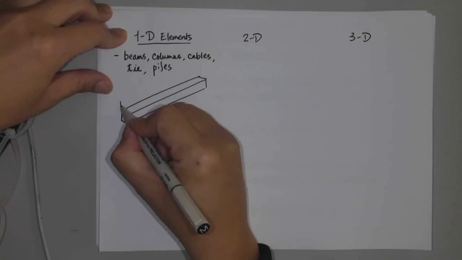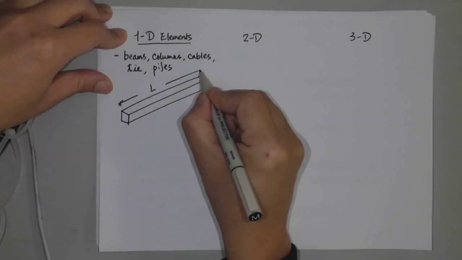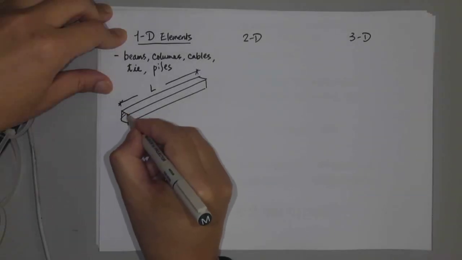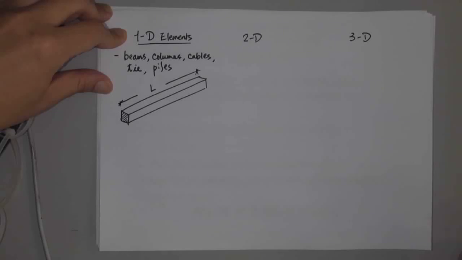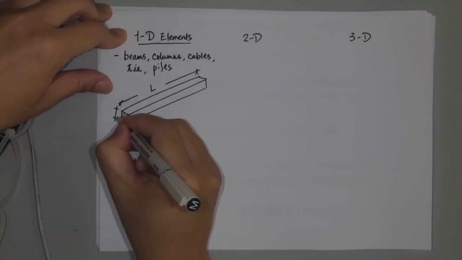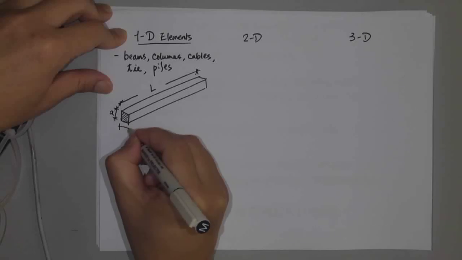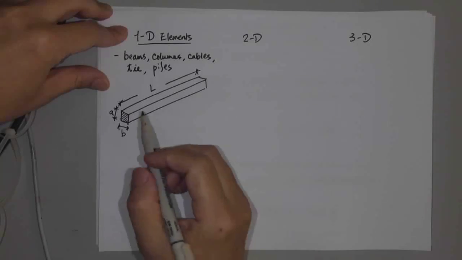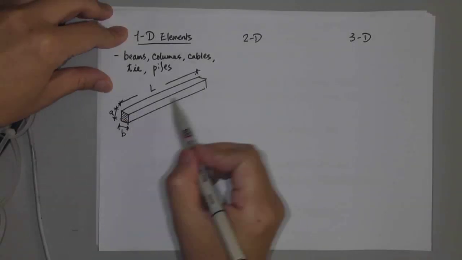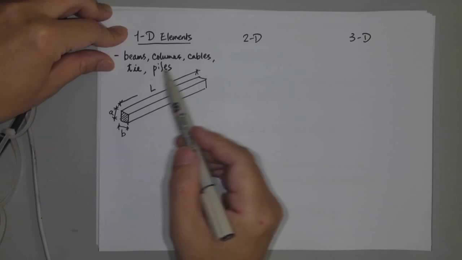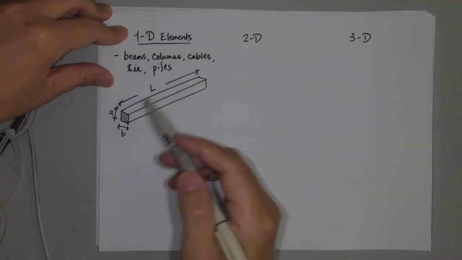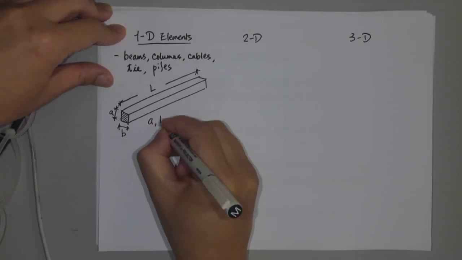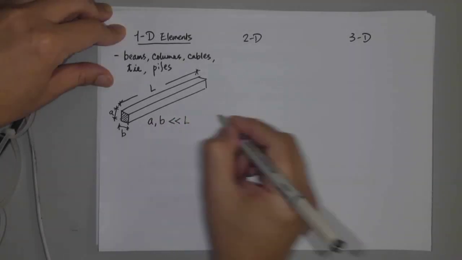Alright? So if I call the length L, this is a rectangular cross-section. So I can call the cross-section, this is A, this is B. So if you compare the cross-section with the length for a beam, a column, a cable, a tie, or a pile, usually the cross-section is much smaller. So in other words, you can write it down, A and B are usually much smaller than L.